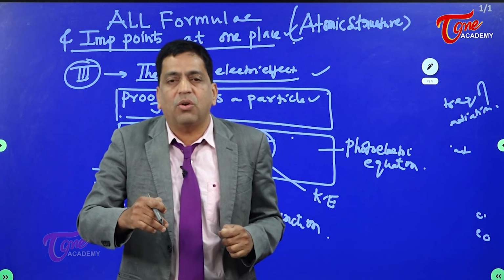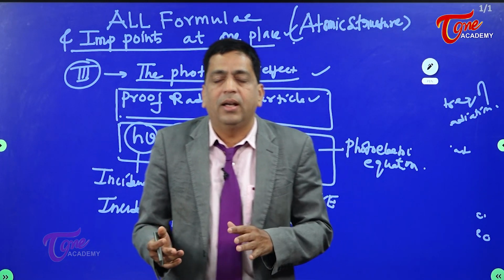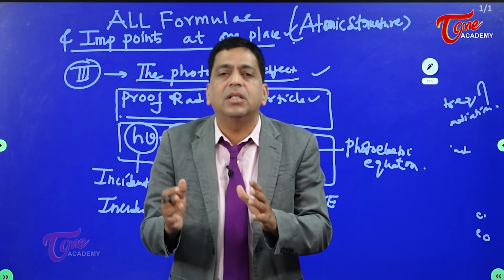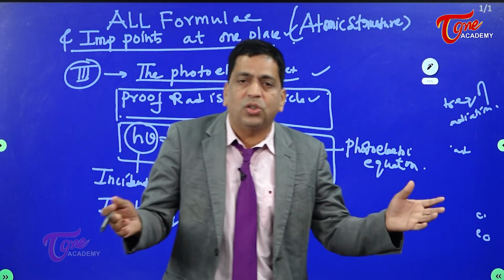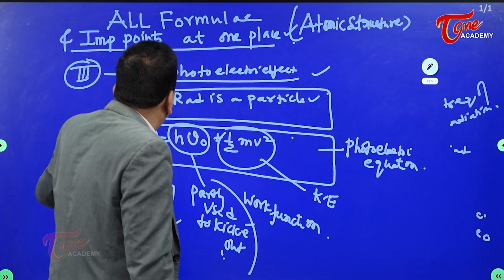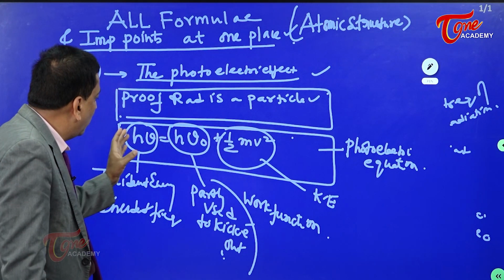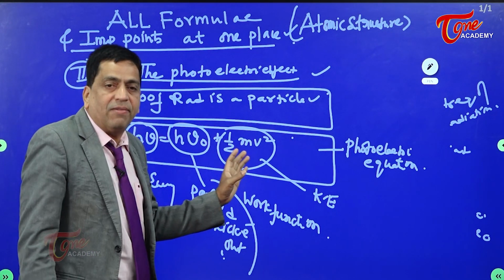It's not like a slice that we just remove and leave off. We are not doing that. We are providing that much impetus or energy such that it flies off. Hence, we call it an effect. You must understand this, right? So, it's a proof that radiation is a particle. And remember that h nu is equal to h nu naught plus half mv square.